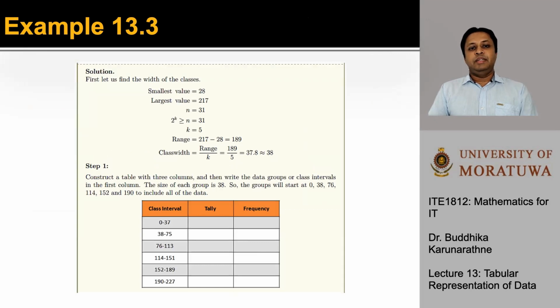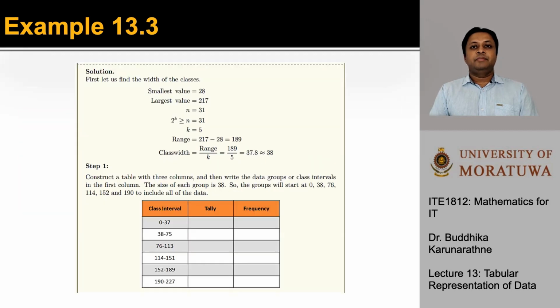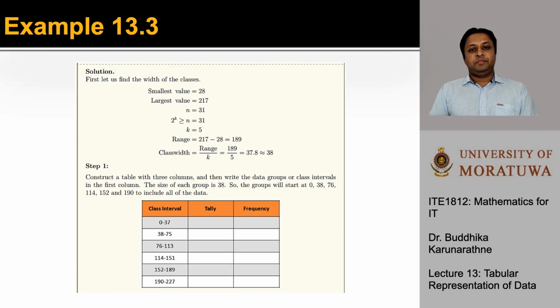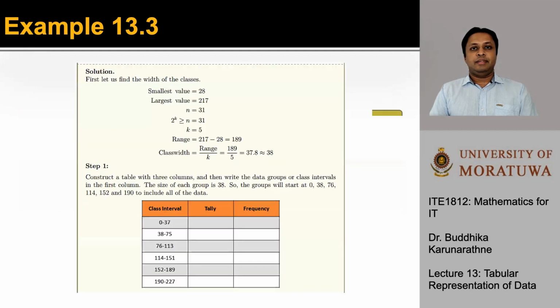First, we need to find the width of the classes. If you remember, you need to go for this relationship: 2^K should be greater than N. Here, we also need the range. To calculate the range, we need the smallest and the largest value. The smallest value in this data set is 28, and the largest value is 217. N is equal to 31, which is the number of data points in this data set.